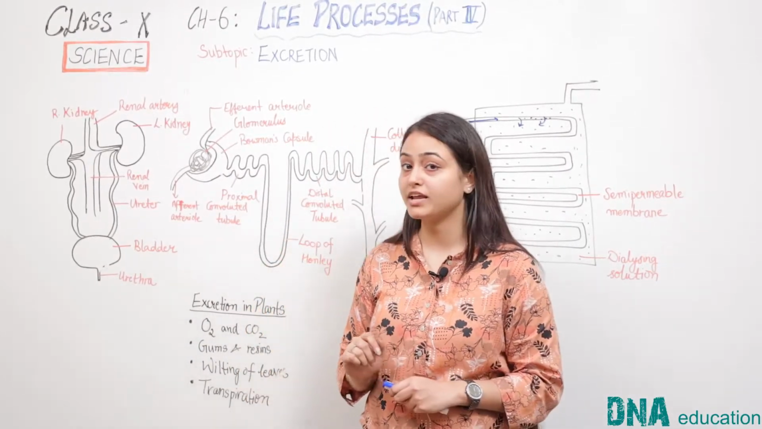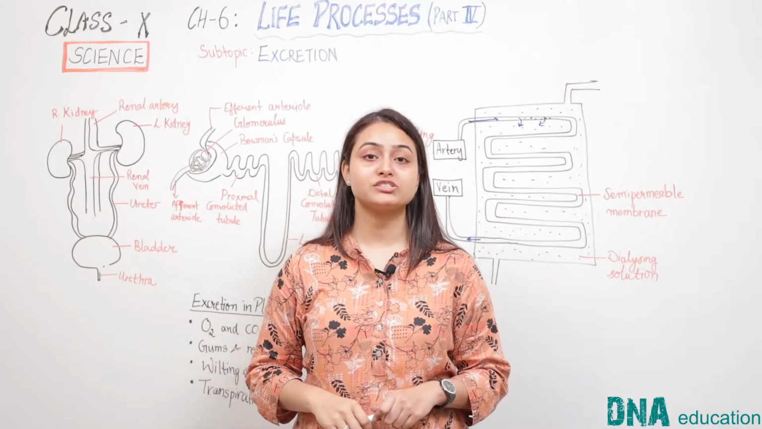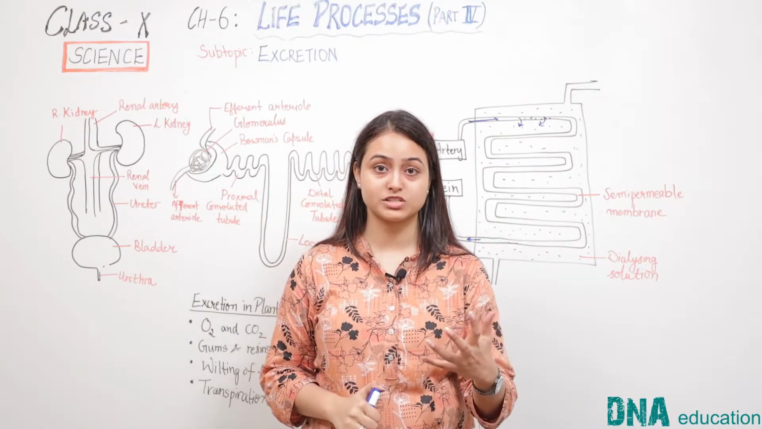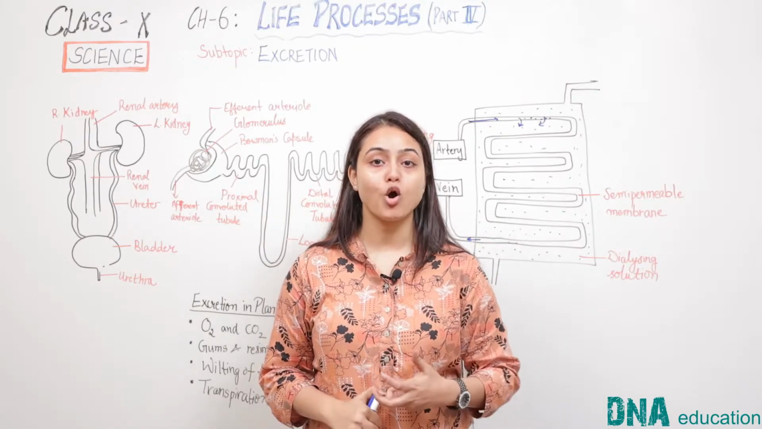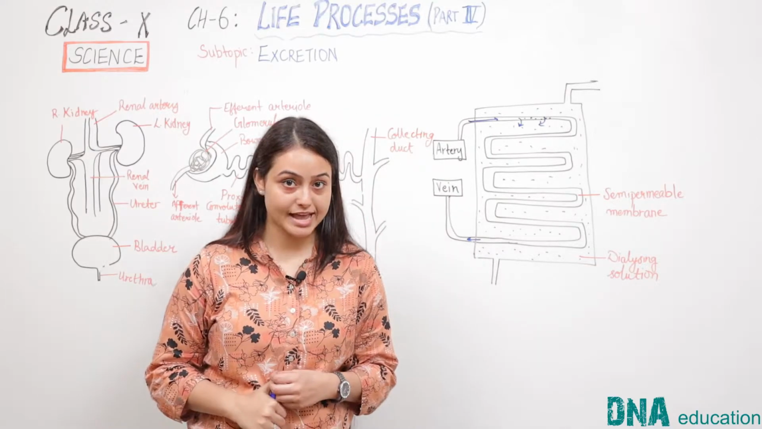Now this is about the excretory system in humans, but sometimes a person's kidneys may fail to work. It may include failure of one kidney or even both kidneys. Such patients need to go to doctors and hospitals for an artificial kidney or for the process of dialysis. Now let's see what happens during dialysis.